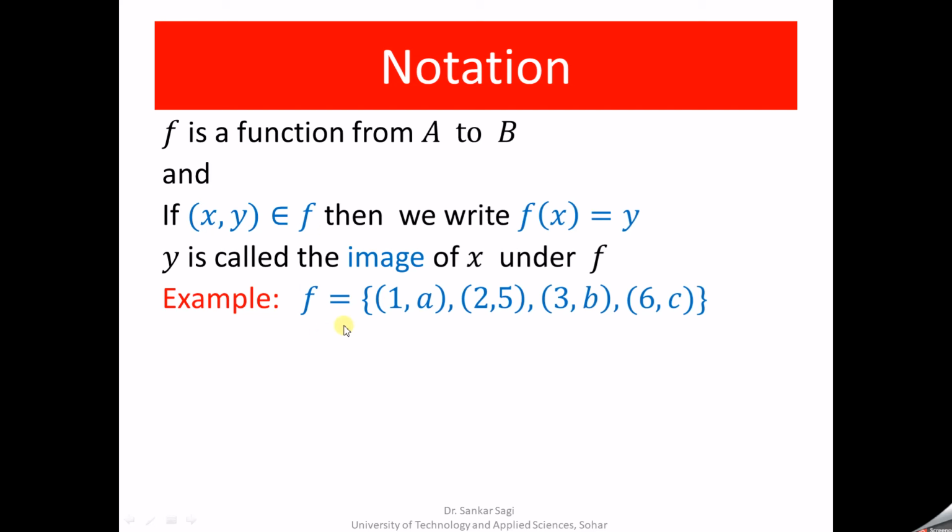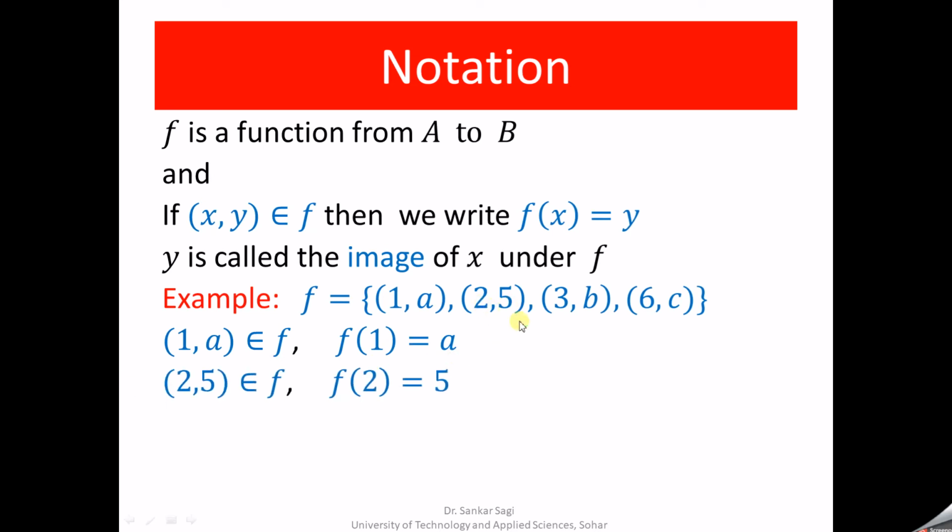And if we look at this example, f is equal to the set containing (1, a), (2, 5), (3, b), (6, c). So in this, 1 has the image a, and 2 has the image 5, 3 has the image b, and 6 has the image c. And we can write (1, a) belongs to f, or f of 1 is equal to a. Both are the same. That means a is the image of 1 under this function f, and we can write f of 1 is equal to a.